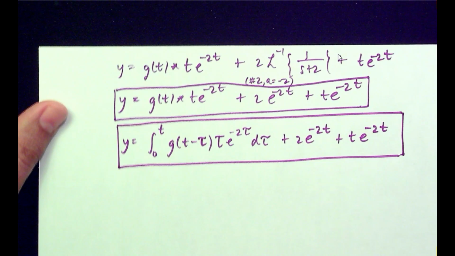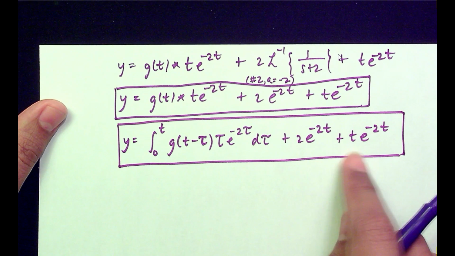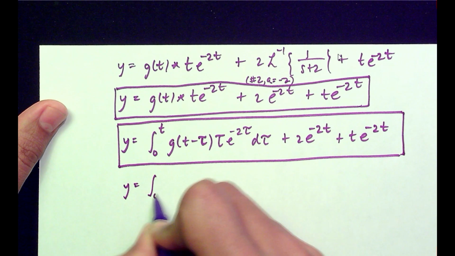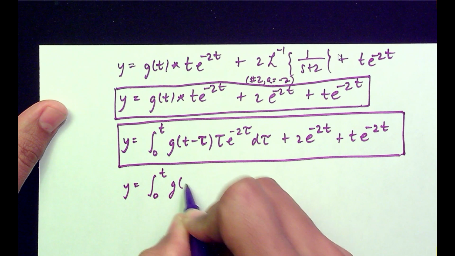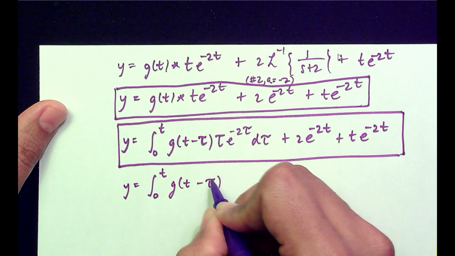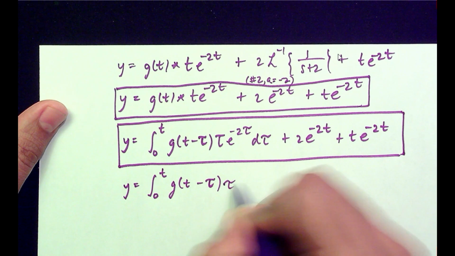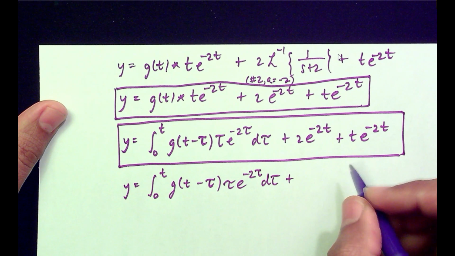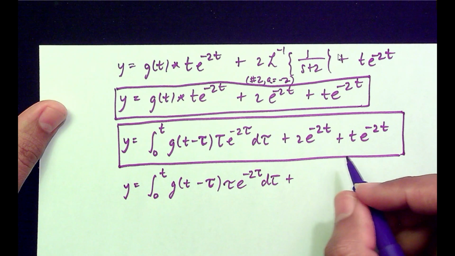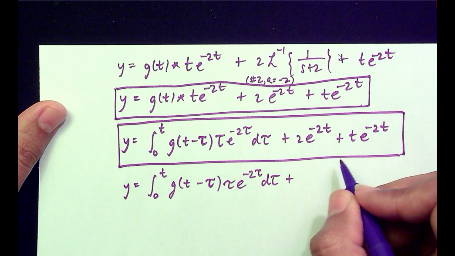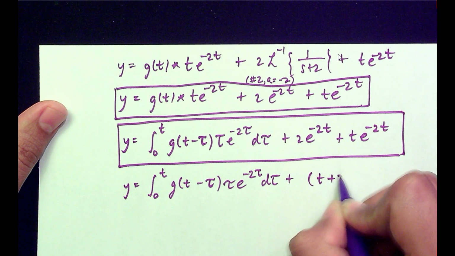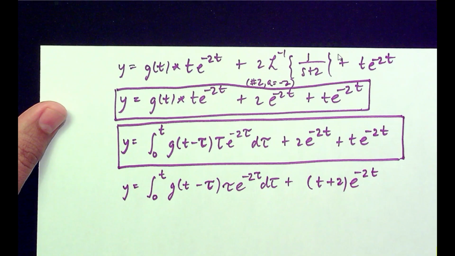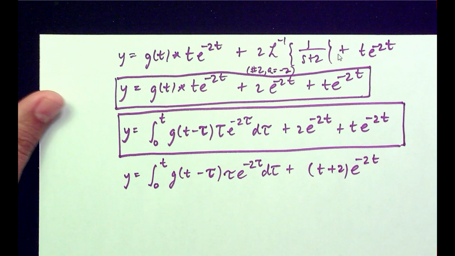Or if you wanted, you could factor out the e to the minus 2t from there. So the last version that you could offer as your final answer could be this. I'm just rewriting this part. Plus, factoring out the e to the minus 2t, you get 2 plus t, or just t plus 2. So t plus 2, or 2 plus t, same thing, times e to the negative 2t. So that could be the last version you could give as your final answer.